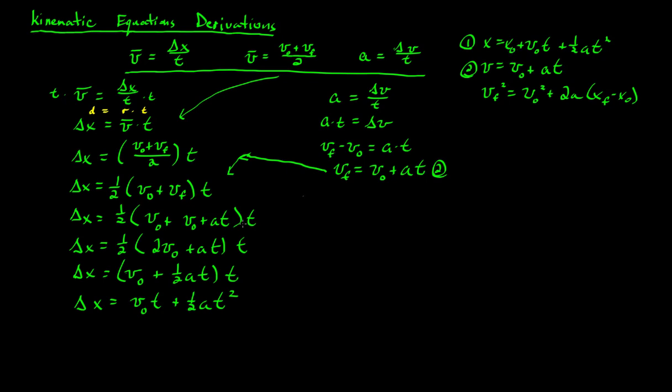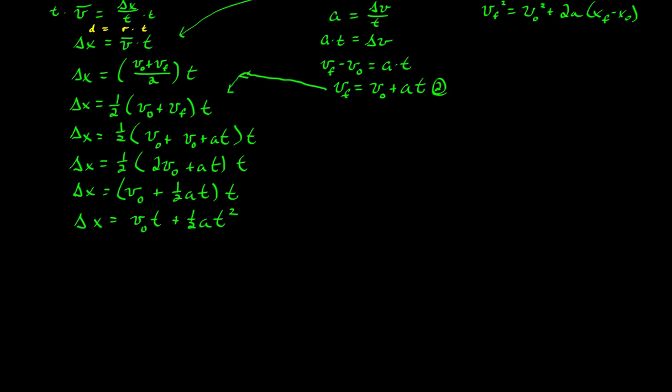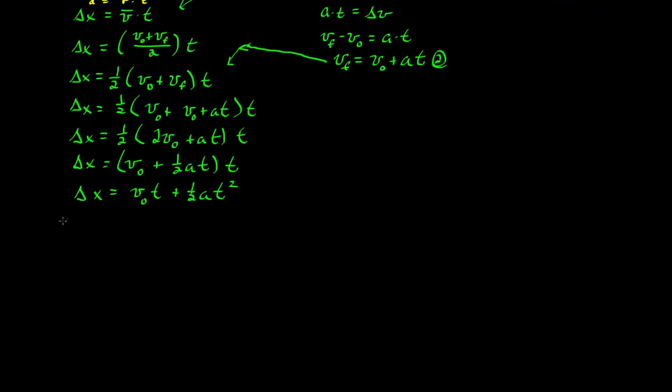I just got to move that x naught. So this is displacement. But if I just want to know the final position, that's not hard, because the change in position is the final position minus the initial position equals all of this. So all I'm going to do is just add that x naught to the other side. And we get x is equal to x naught plus v naught t plus 1/2 a t squared. And that's equation number 1.